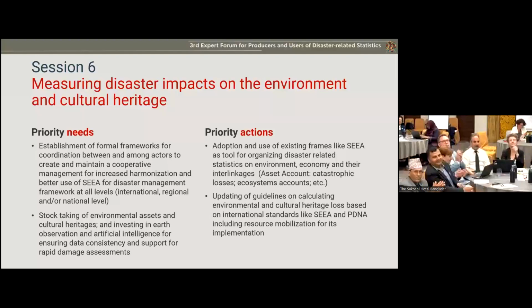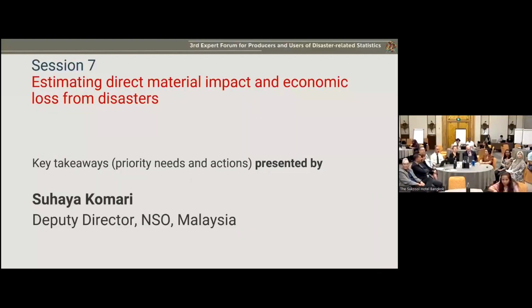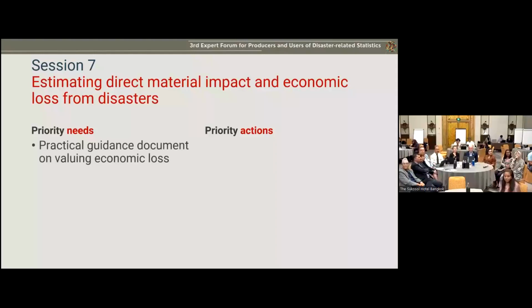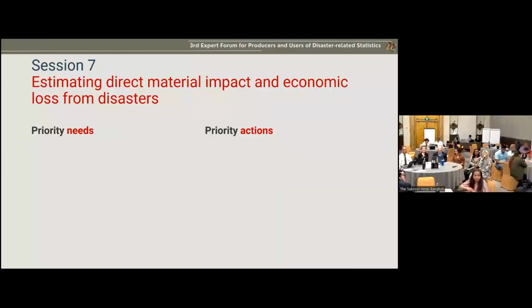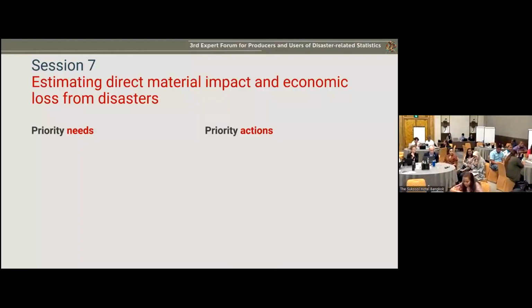I want to turn to another of my colleagues from Malaysia, Suraya Komari. Okay, actually, I will be talking on session 8 of the discussion, right? On the afternoon session regarding the estimating economic losses for disasters.